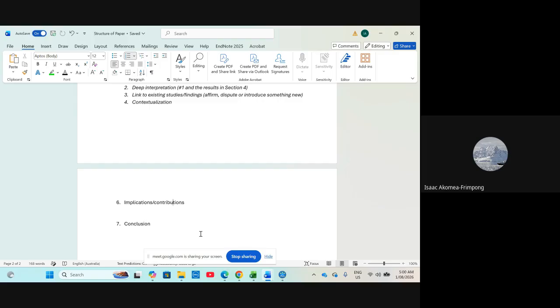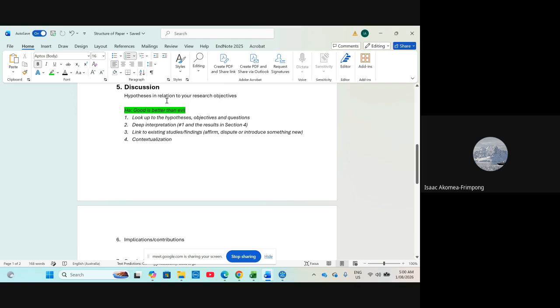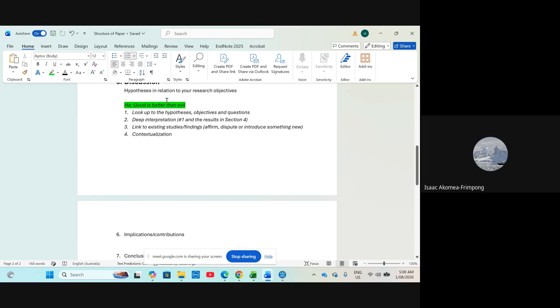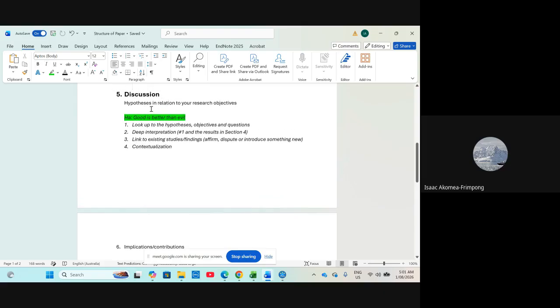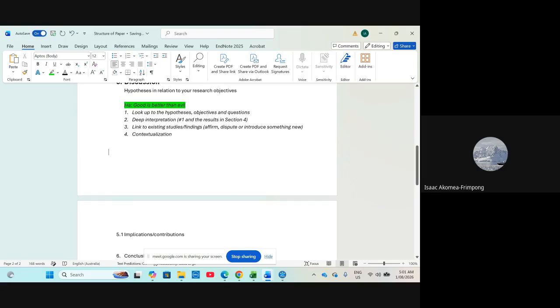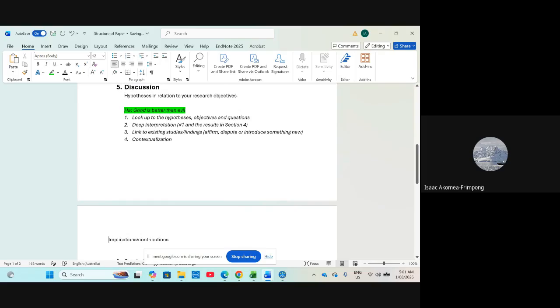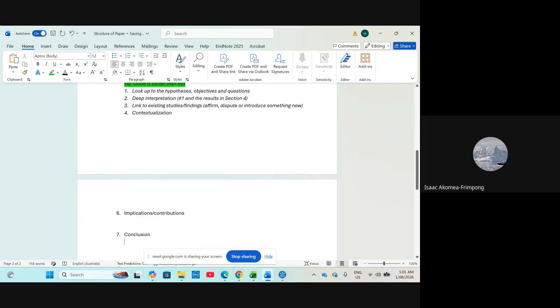Okay. So what are the implications and contributions? They normally flow from the discussion. So if your discussion is good, your implications or your contributions will also be good. And many studies I have read add the implications or the contributions to the discussion part by making it 5.1, because they flow from your discussion. Or you can just make it a separate section 6. These are the things that you look up to with respect to your implications.